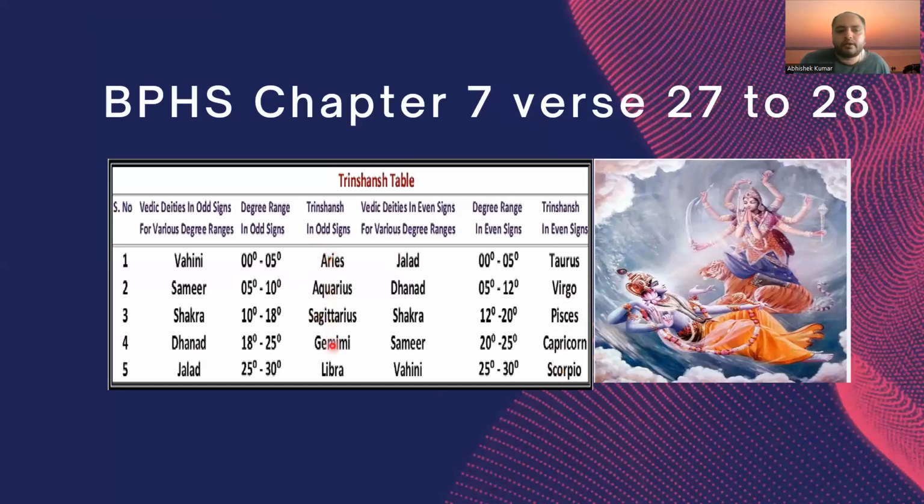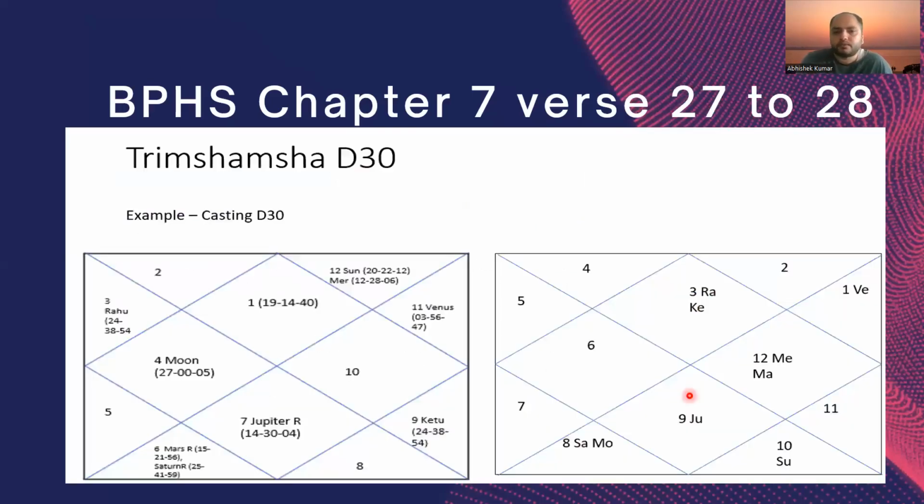Odd signs, these are male, all female, even. So this is the casting rule. We understand the casting rule. Now we are going to apply this one to a chart.